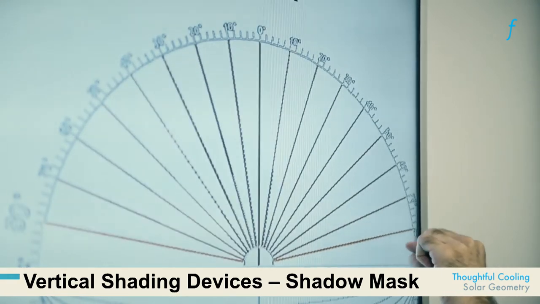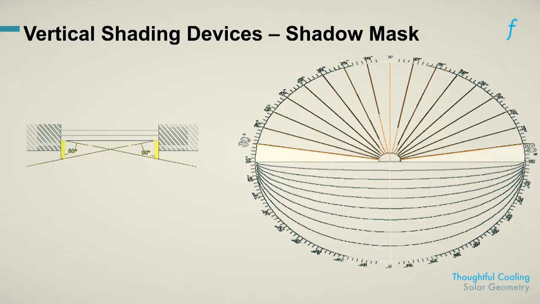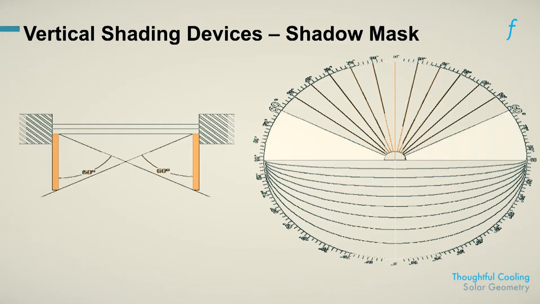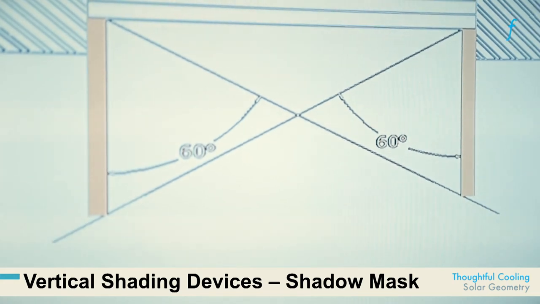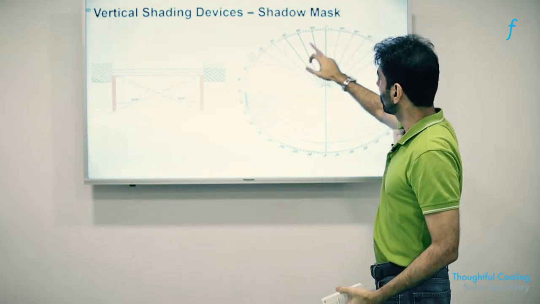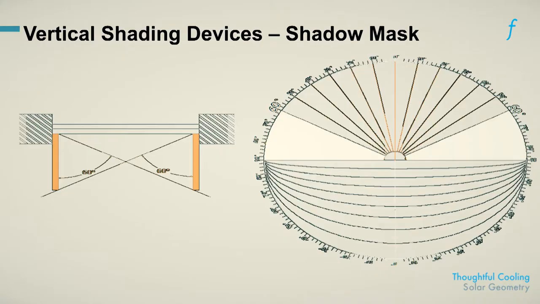So if the sun was here, I would be protected. But the moment the sun moves out, I have direct solar radiation. It's not covered. So let's see what happens when we keep extending it. As you can see, as I keep extending or deepening my fins, I get more and more azimuth coverage. And I can continue doing that to be able to cover as much of the sun path as I need to, based on the earlier exercise that I had conducted.